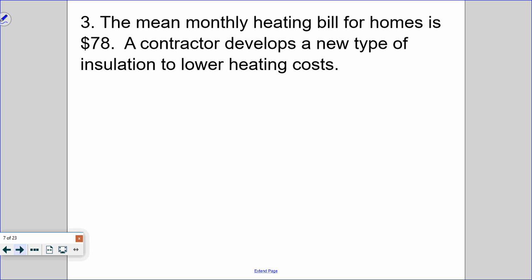All right, here's another one. The mean monthly heating bill for homes is $78. A contractor develops a new type of insulation to lower heating costs. What is my parameter? Mu equals 78.